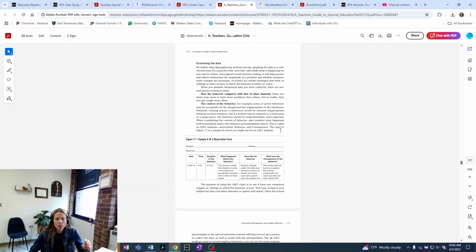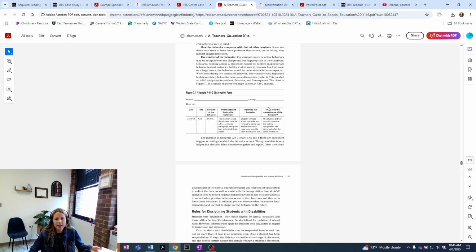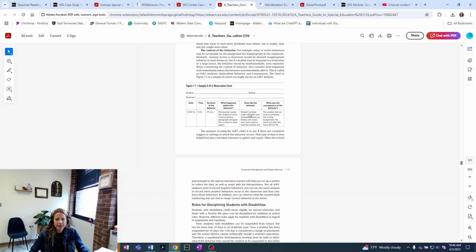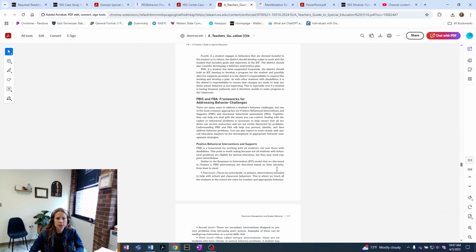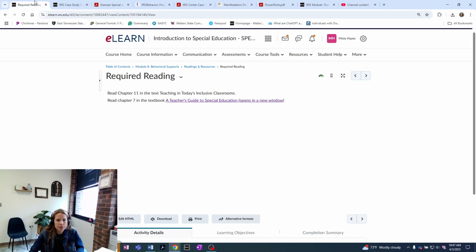Okay, and then what do you do with the data? And then also another form, which we'll be talking about, is the ABC observation and how that can help you when you're trying to support them. And then lastly, it talks about the PBIS and the functional behavior assessment frameworks when we're trying to address challenging behavior. So this actually is a really great resource. So make sure that you're looking at that.